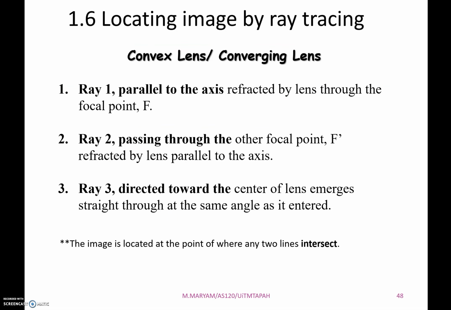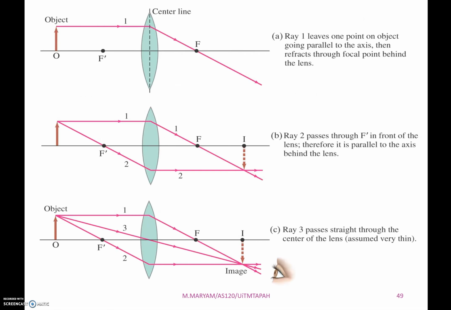Right, let's go to locating image by ray tracing. I think you've done this before, but let's refresh. So another way for us to locate image besides equation, we can also do ray tracing. This ray tracing sometimes comes out in final examination or even in tests, but most of the time you can use it to check your answer or to double check your calculation whether it is correct or not. So how do we do ray tracing?